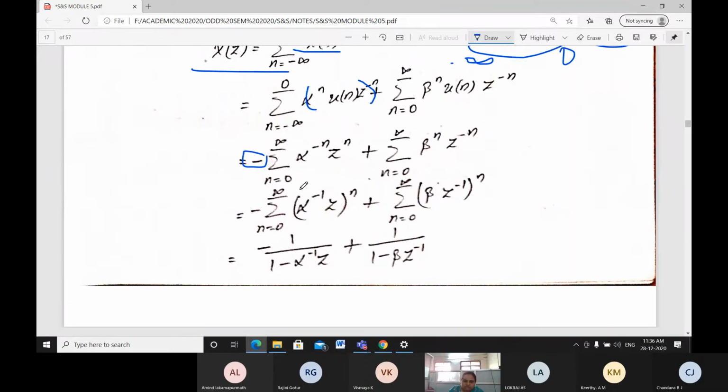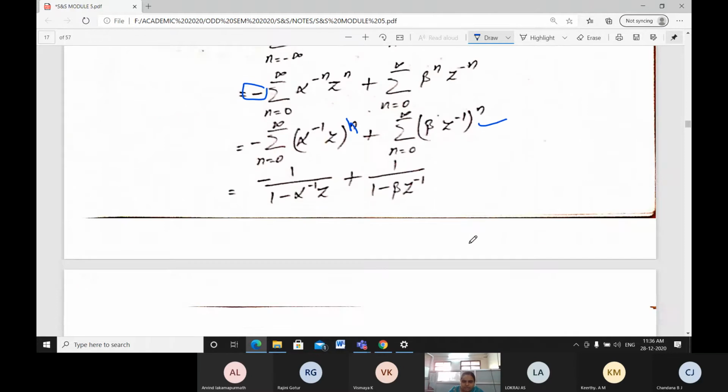Then write the equation in terms of the whole power, that is alpha raised to minus n into z power n, taking the power as common. Here also we did the same thing. Then use the equation we have already come across, and you will get minus 1 divided by 1 minus alpha raised to minus 1 into z, plus 1 divided by 1 minus beta into z inverse.